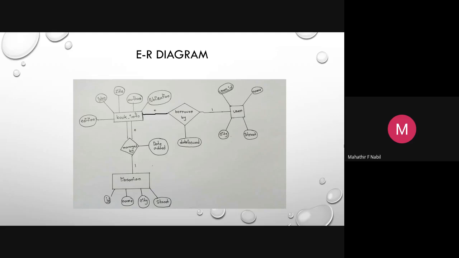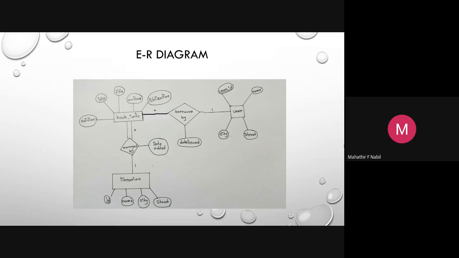I will explain. An entity is basically a certain main element. Suppose in our library management system, we have three main entities: librarian, user, and books. And these three entities are connected by relations. The relations are borrowed and managed. So a book can be borrowed by a user, and a book can be managed by a librarian, right?